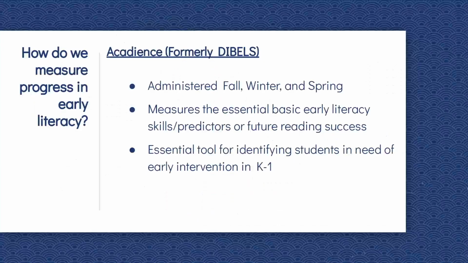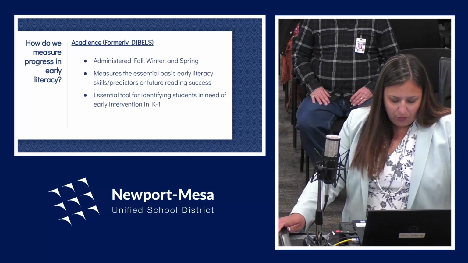And you might be thinking, how do we know if our kids are acquiring those skills? So we measure progress in early literacy using our Acadience test, which used to be called DIBELS. We use those terms interchangeably. So measuring the skills on the bottom of the rope is essential to make sure all kids have all those building blocks to become readers.